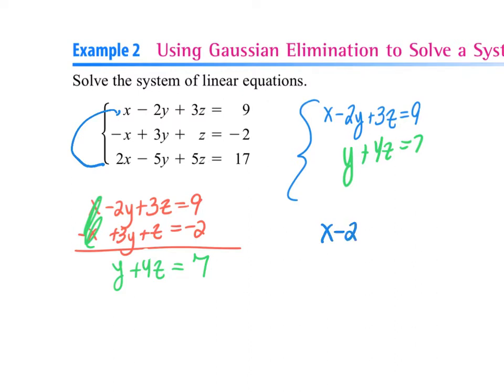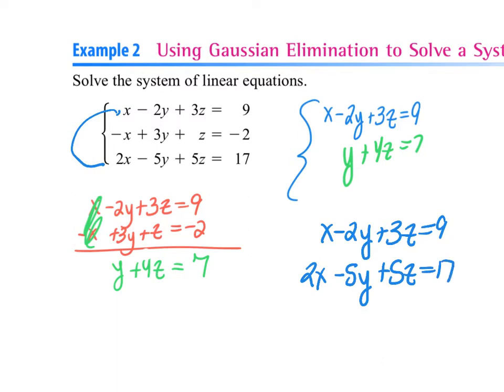So we're going to say x minus 2y plus 3z equals 9. And then 2x minus 5y plus 5z equals 17. We're going to first eliminate the x's. If I'm going to eliminate the x's, what am I going to multiply the top equation by? 2. What kind of 2? Negative. Negative 2. Okay, good. So agree. Do you guys agree with me? This becomes negative 2x plus 4y minus 6z equals negative 18. Okay? So that's not there anymore.